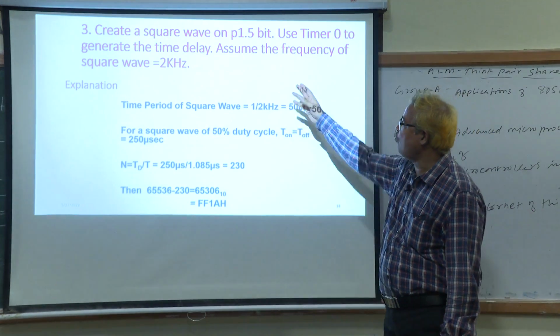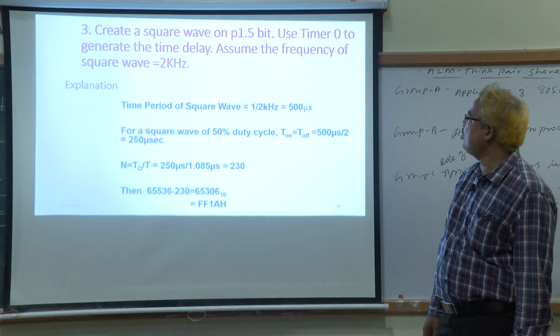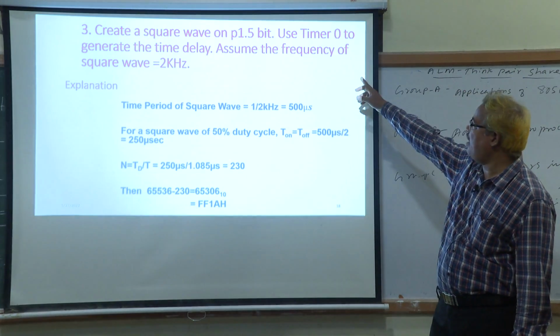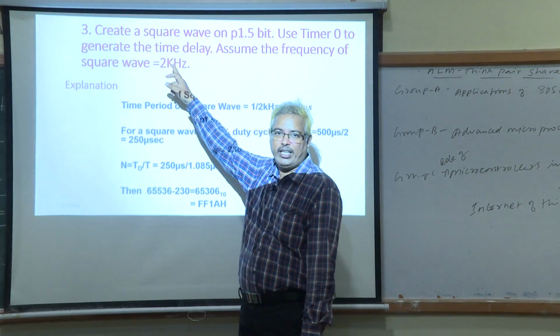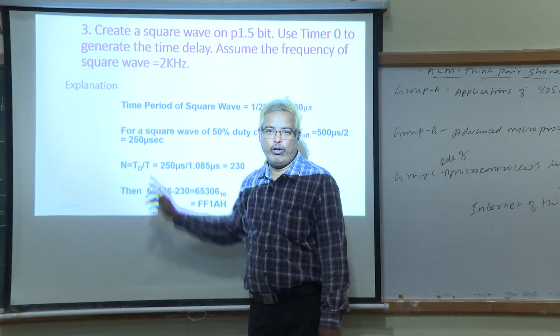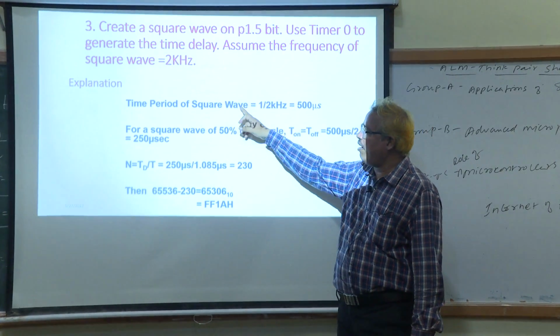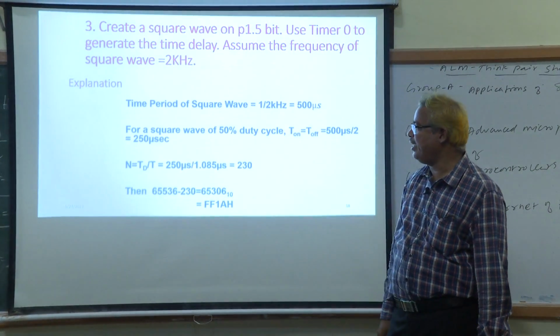Then create a square wave on port 1.5 bit. Use timer 0 to generate the time delay. Assume the frequency of the square wave is 2 kilohertz. So the question is to create a square wave of 2 kilohertz. What is the time period of that square wave? 2 kilohertz means 1 by 2 kilohertz, which is 500 microseconds.